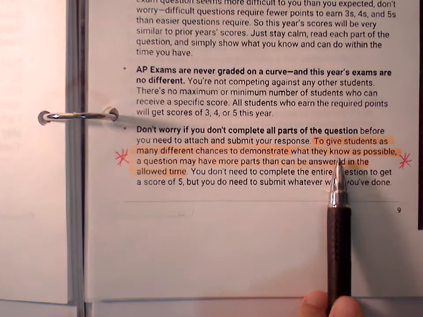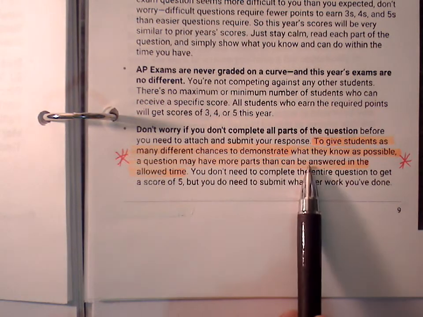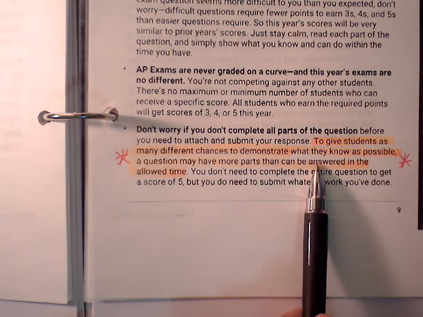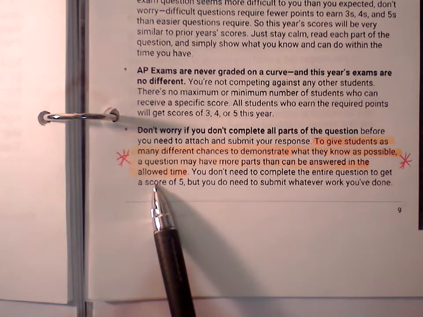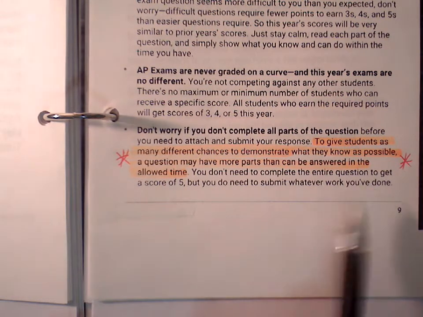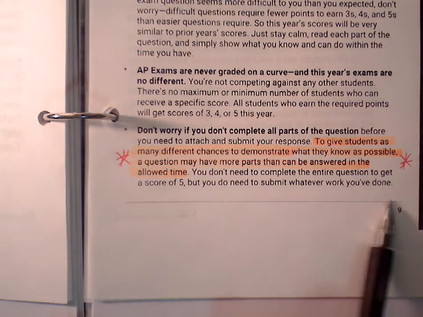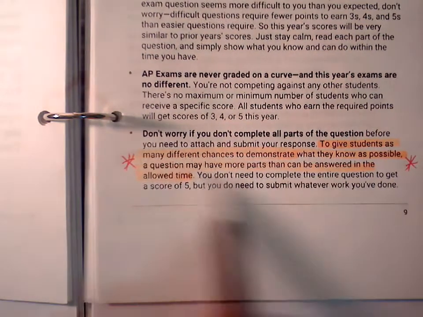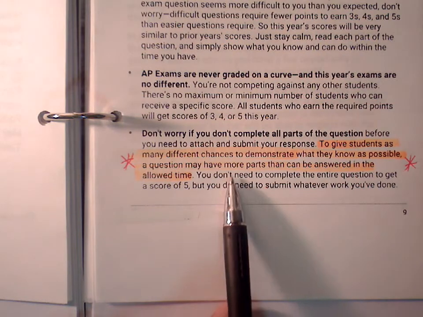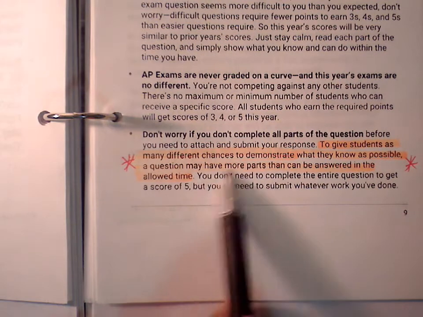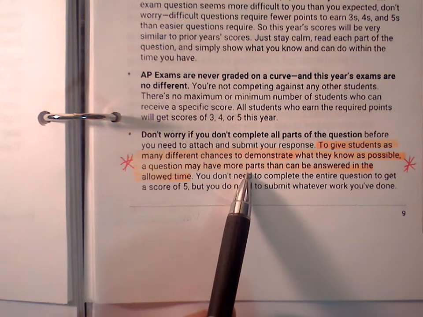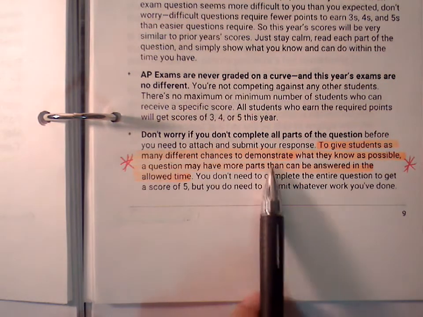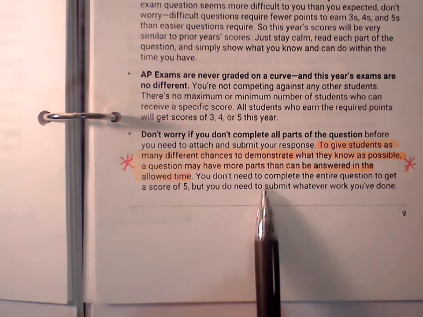your response. To give students as many different chances to demonstrate what they know as possible, a question may have more parts than can be answered in the allowed time. You don't need to complete the entire question to have a score of 5, but you do need to submit whatever work you've done. So the test may be longer than what you're able to finish. That's interesting. I did not know that, but obviously, you want to try to do as much as you can to improve your chances of earning more points. But that's something that is good to know.